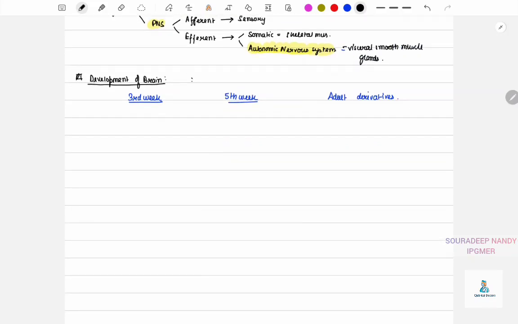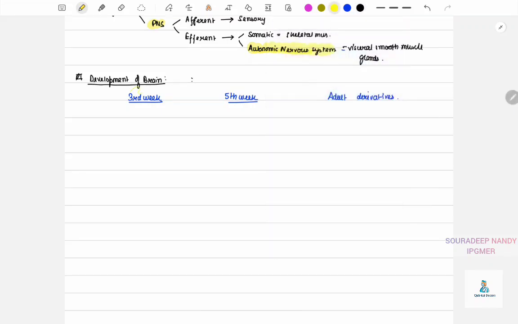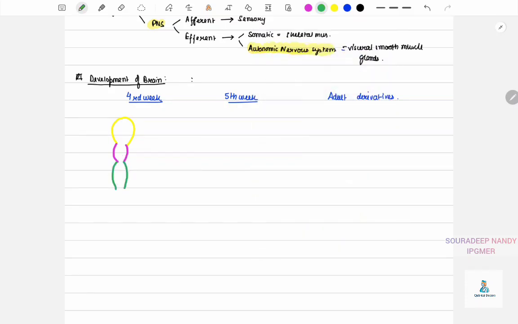Now coming to the development of the brain. At the fourth week of intrauterine life, we have three brain vesicles: one is the prosencephalon, one is the mesencephalon, and another is the rhombencephalon. So there are three vesicles: prosencephalon, mesencephalon, and rhombencephalon.